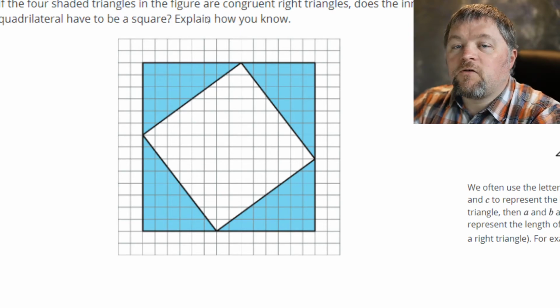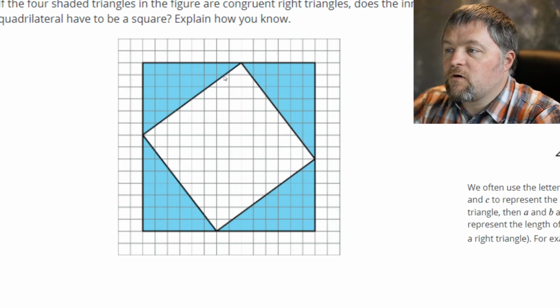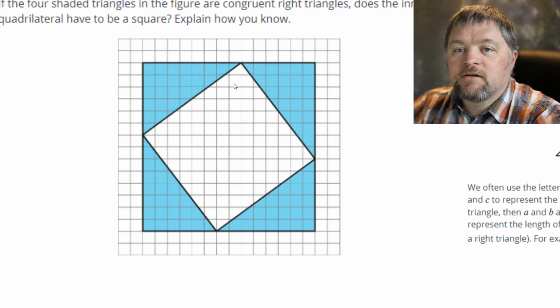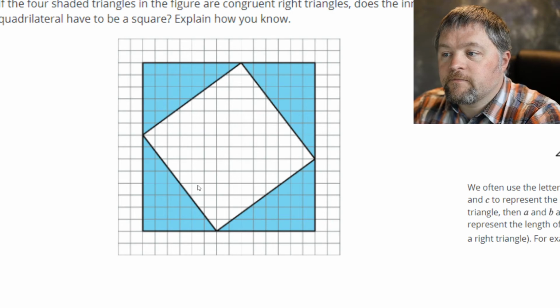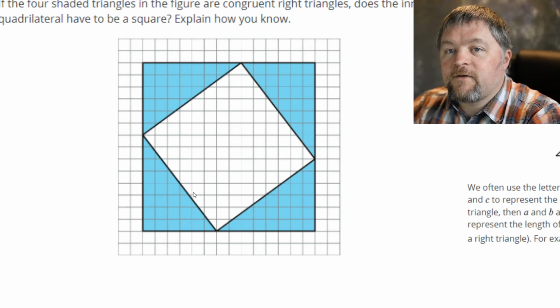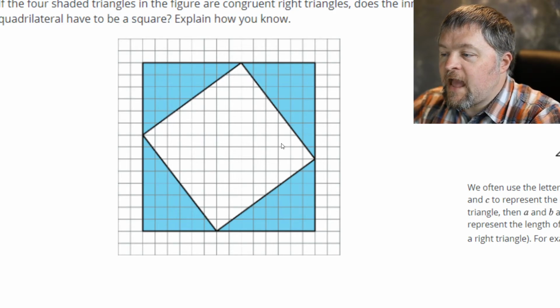It says all four shaded triangles are congruent, so those four sides, which are all the hypotenuse of their respective triangle, need to be congruent to each other. Now, we need to find out, are these angles right angles?